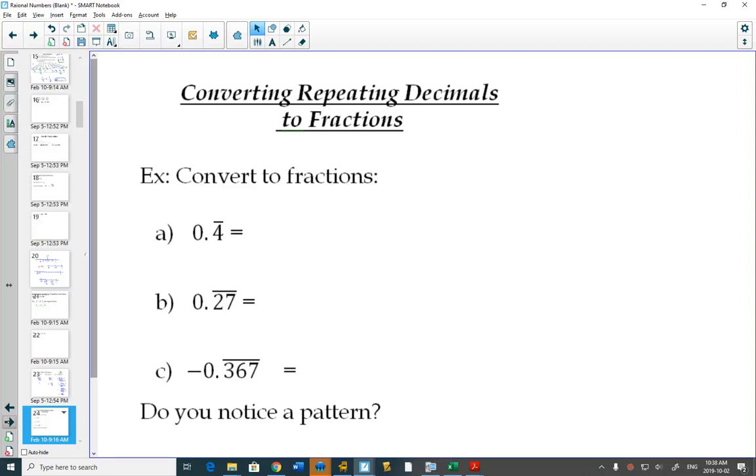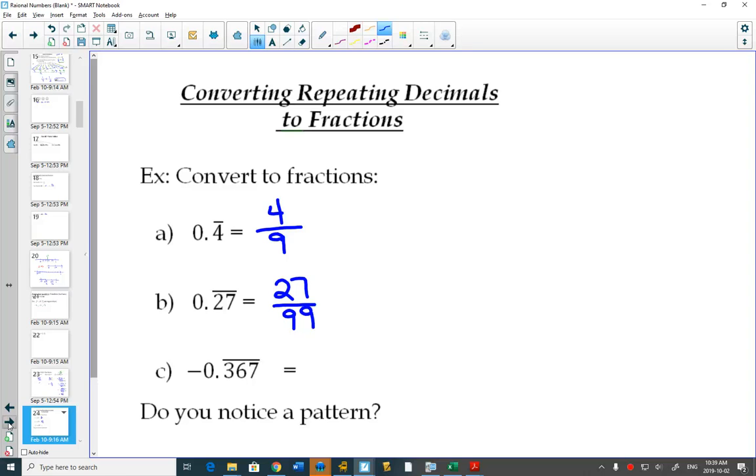Converting repeating decimals to fractions. Now, I showed you this once already, but we never had it in our notes, so we'll add it to our notes right now. But I want to see if anybody remembers how to do these ones. Do you remember what 0.4 repeated as a fraction was? 4 out of 9. Excellent. Does anyone remember what 0.27 repeated was? 27 over 99.